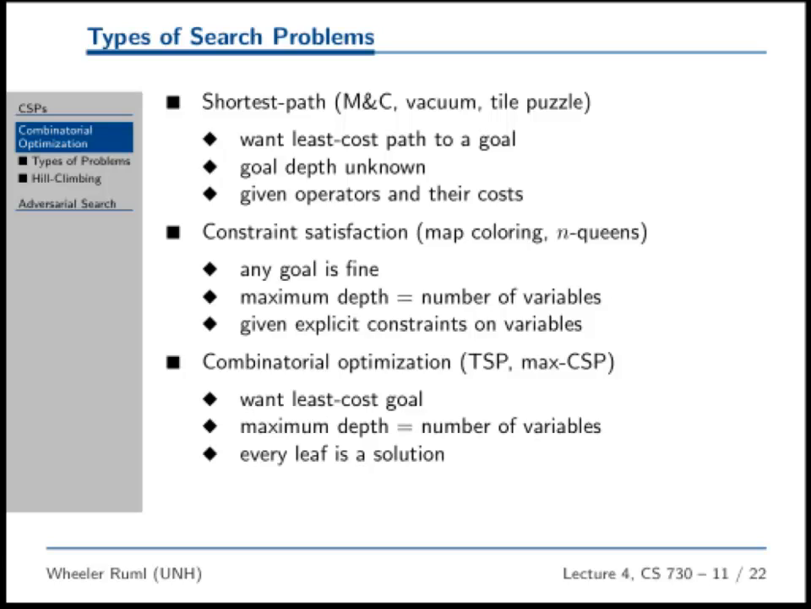Optimization. So not everything in life is a shortest path problem or a constraint satisfaction problem. There do exist other kinds of problems, like the traveling salesman problem and stuff like that, which are called combinatorial optimization problems. And they're very similar to constraint satisfaction problems in that you get the number of decisions up front. Like everyone knows the traveling salesman problem.